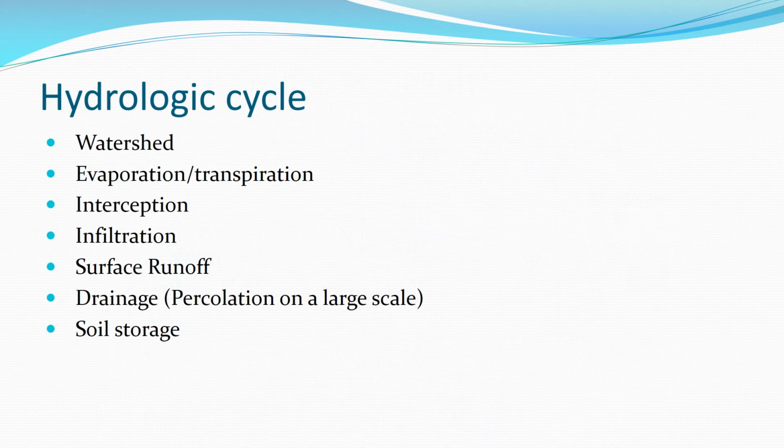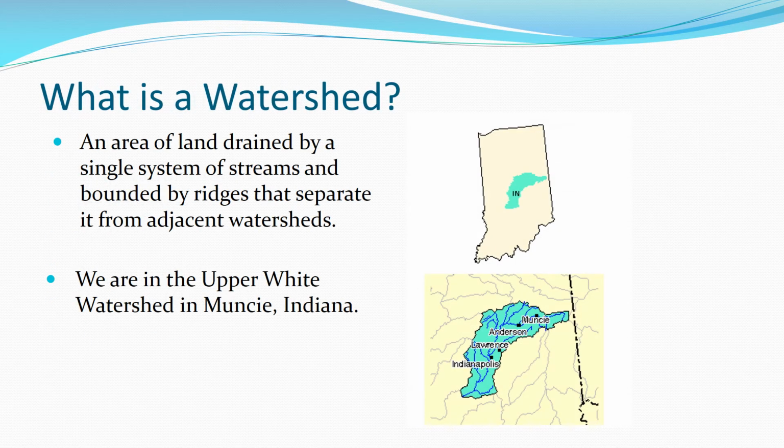So what's included in the hydrologic cycle is watersheds, evaporation and transpiration, interception at various points, infiltration into soil, surface runoff, drainage, which is percolation on a large scale, and soil storage of water. So what is a watershed? A watershed is an area of land drained by a single system of streams and bounded by ridges that separate it from adjacent watersheds. We're in the Upper White watershed in Muncie, Indiana.